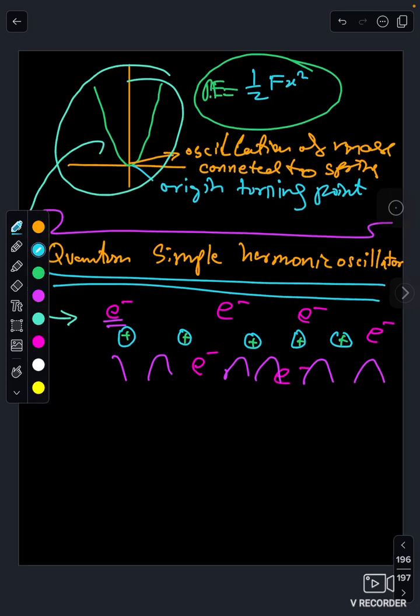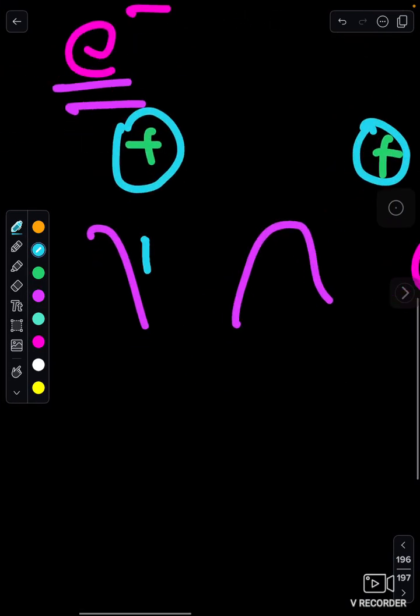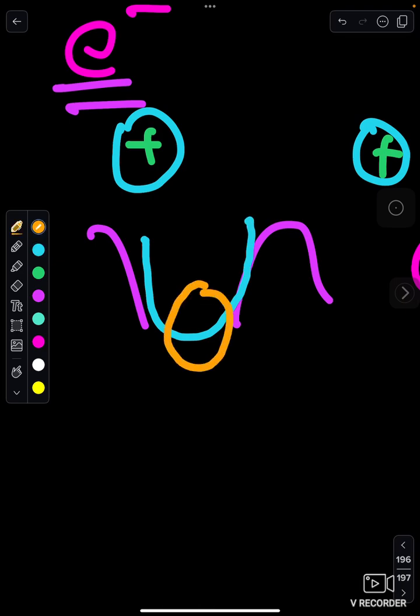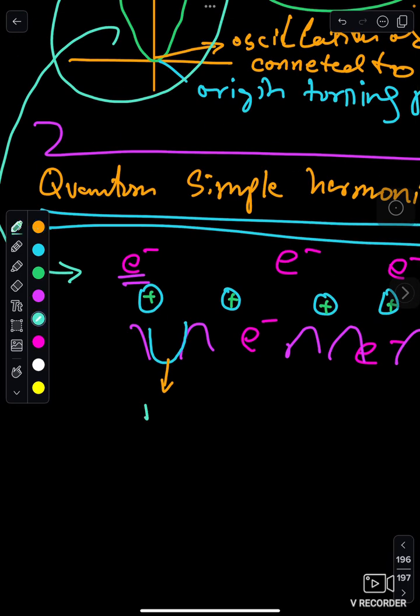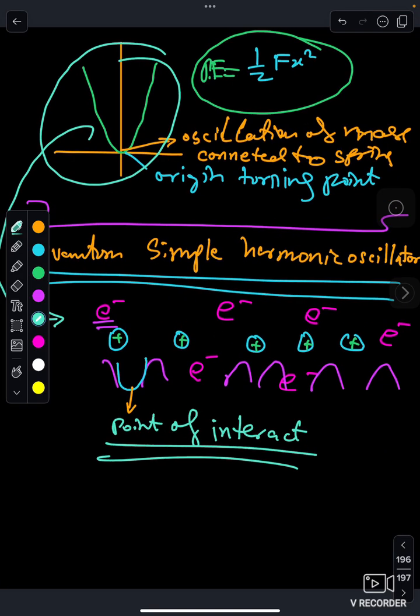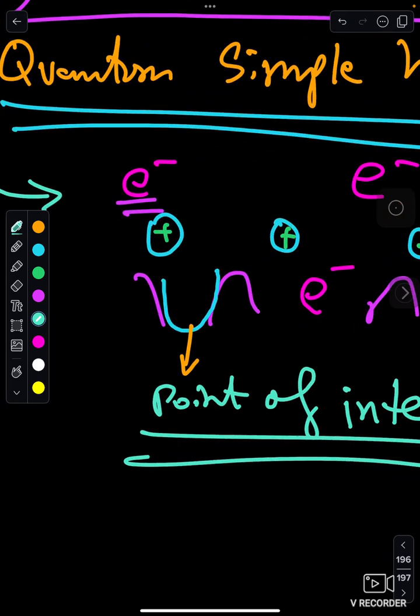And our oscillation is over here. The oscillation we are looking at will be our oscillation point of interest. Oh wow, I added something from debate. Our point of interest in terms of physics, quantum mechanics. So this will be our oscillation.